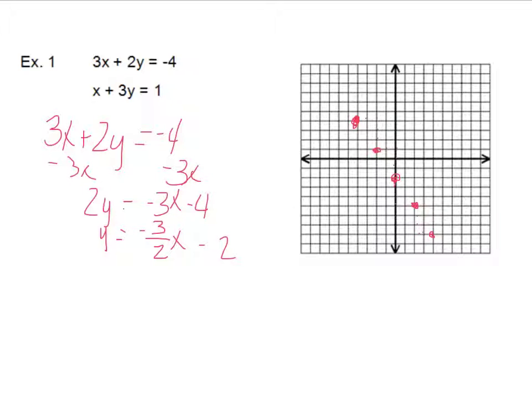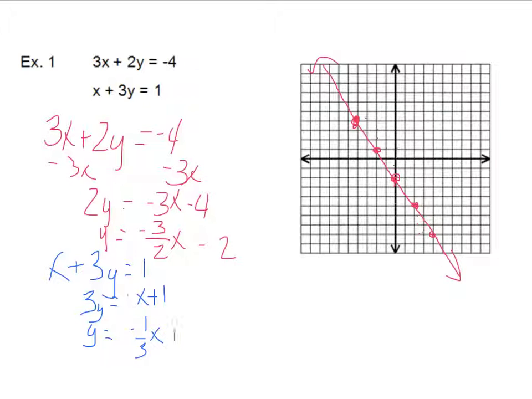All right, now I'm going to take the second equation. I'll write this one in blue. Whoops, I didn't draw my line. That was silly. There we go. Okay, now I'm going to switch to blue and do the same thing for the other equation. So solving for y, I've got 3y equals negative x plus 1. So y equals negative 1/3 x plus 1/3.